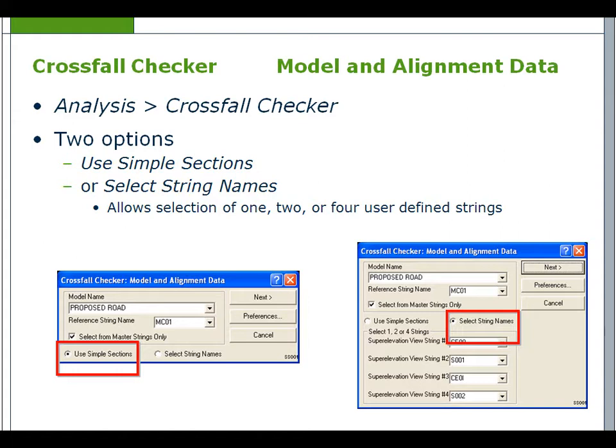We can use simple sections or select string names. Use simple sections creates cross sections finding features that have the smallest offsets left and right of the reference string. These two features are those shown in the Crossfall Checker Superelevation Analysis panel, and their values of width, drop rise and crossfall are measured from the reference string to them.